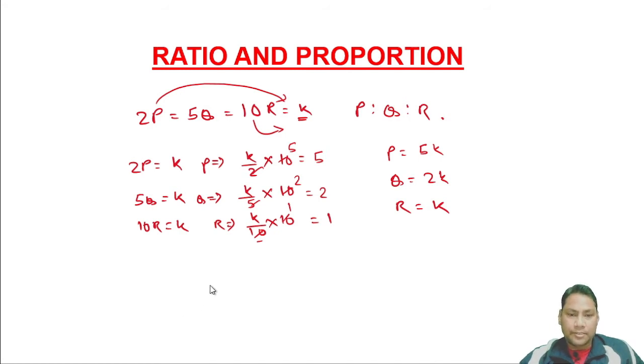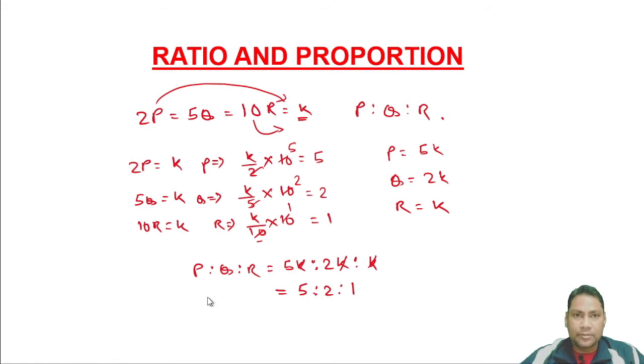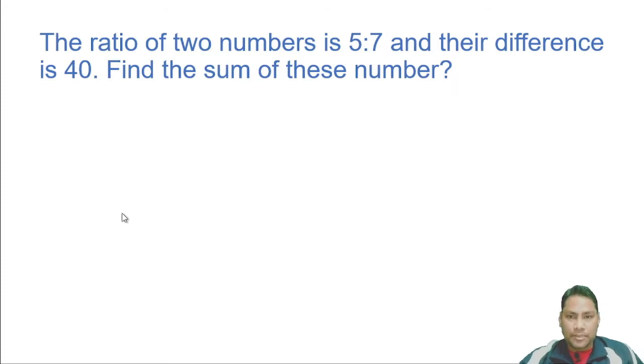Now we will take out the ratio of p, q and r. P is to q is to r becomes 5k is to 2k is to k. Here k and k cancel. The ratio will become 5 is to 2 is to 1. Now this is the way to take out the value if they are given in equal parts. Now to understand this chapter, we will solve some questions.